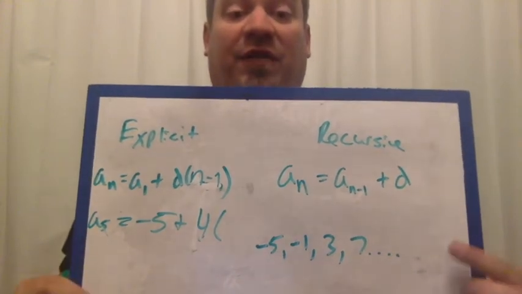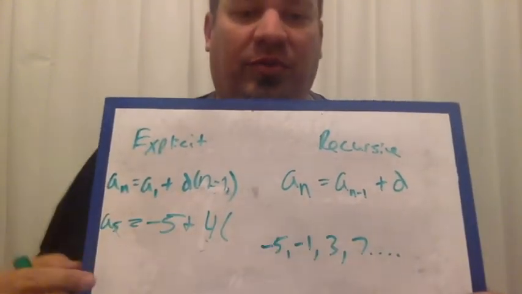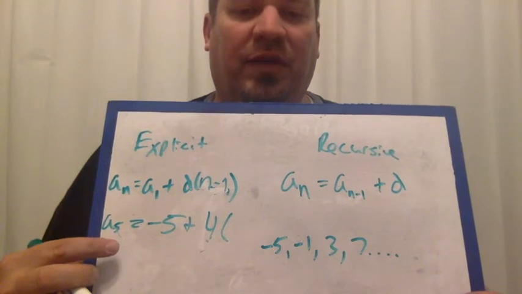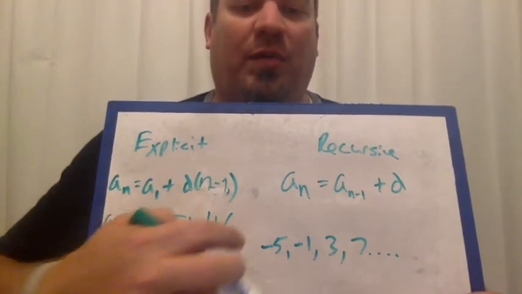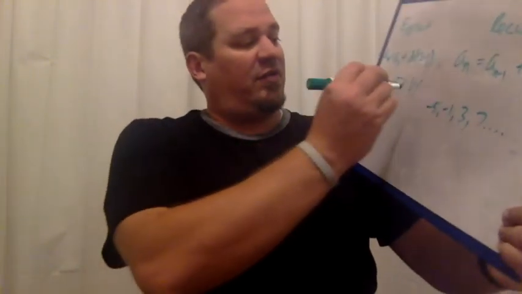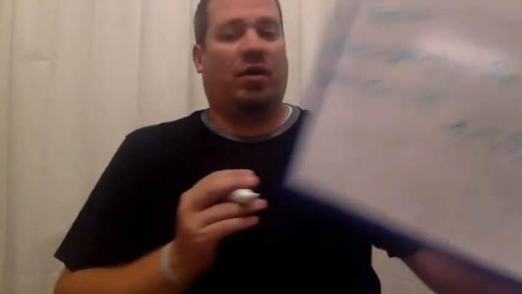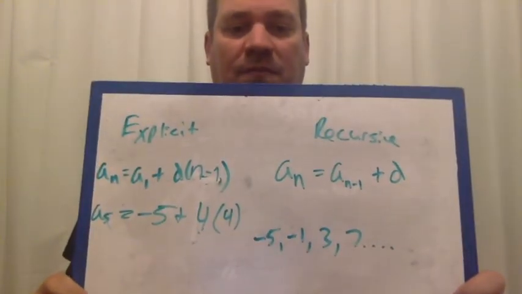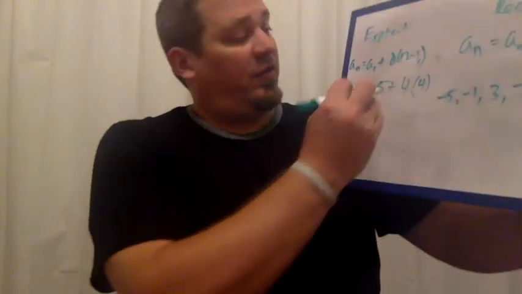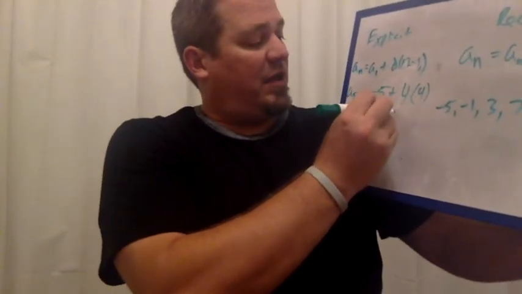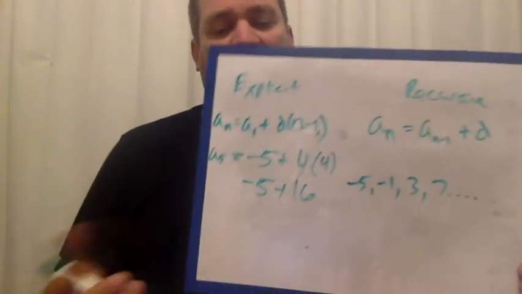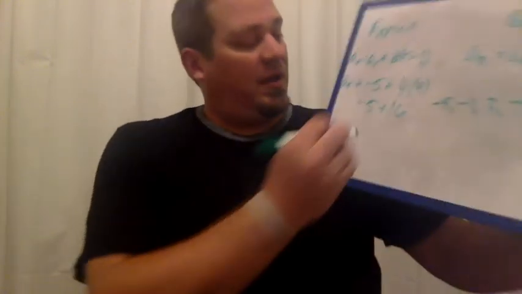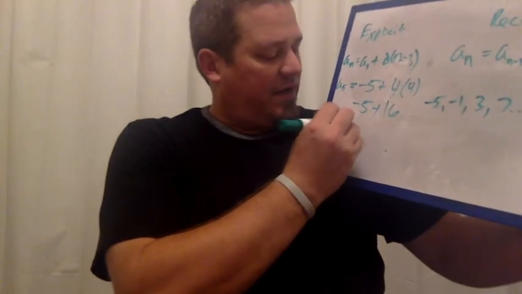So I'm looking for my fifth term. All I have to do is multiply 4, my common difference, times 5 minus 1, which is 4. So my fifth term here is going to be -5 plus 16. Okay, and what is -5 plus 16? Again, a sub 5 equals 11.